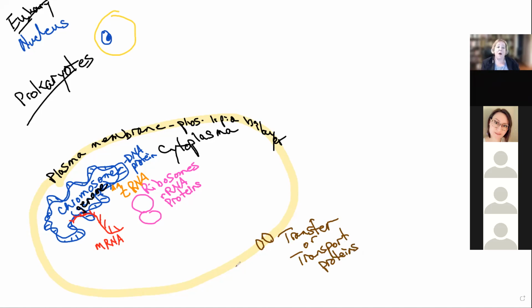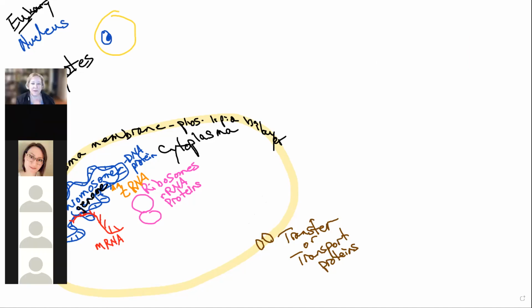Okay, so now there's lots of other things inside of a cell, or that make up a cell, but these are things that we see in all types of cells, whether we're talking about a eukaryote or a prokaryote. All right, so this is your basic cell structure.